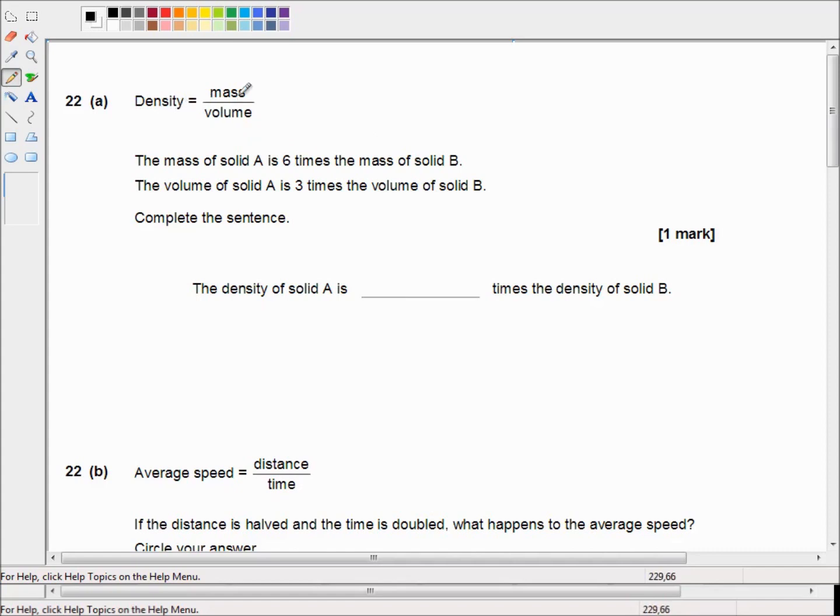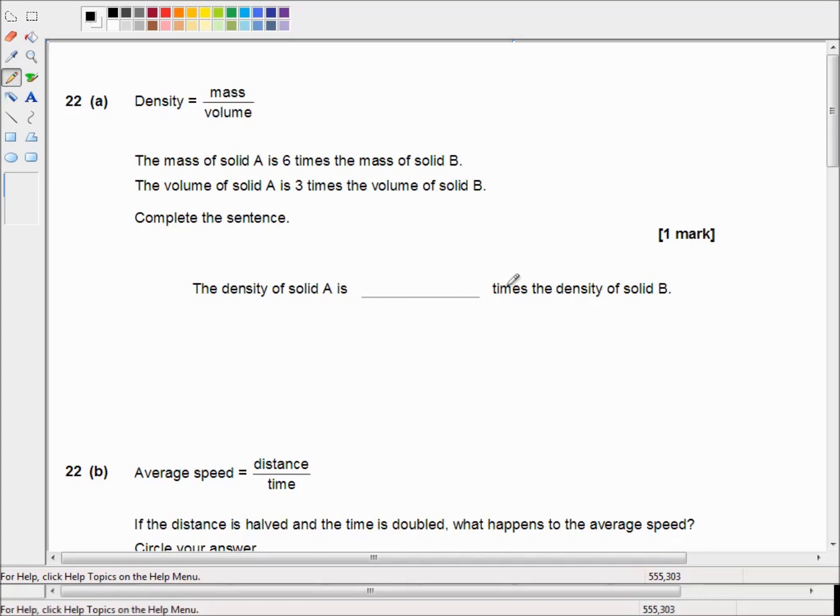Density is equal to mass over volume, or mass divided by volume. The mass of solid A is 6 times the mass of solid B. The volume of solid A is 3 times the volume of solid B. Complete the sentence. The density of solid A is something times the density of solid B.